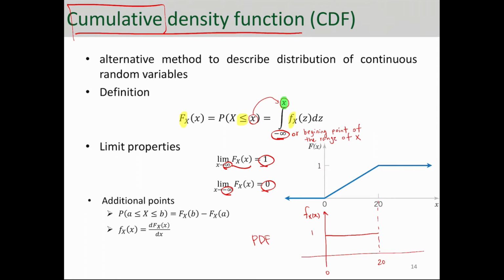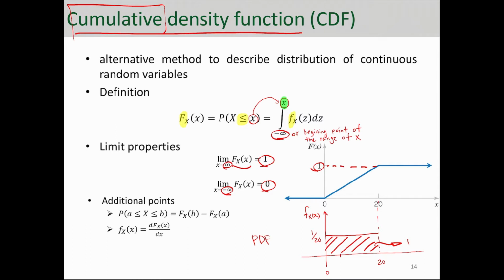Here, for the PDF function, we have 1 over 20, so that the area under this curve is equal to 1, or 100%. The area under that entire curve is equal to 1, just as the CDF function ends at 1.